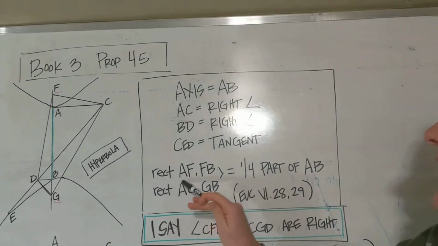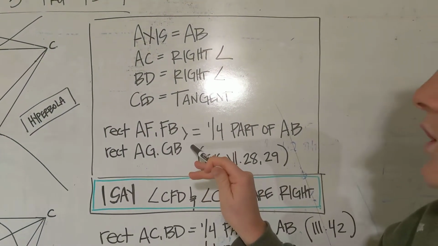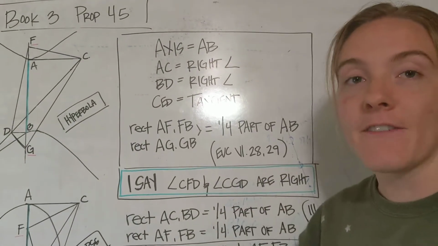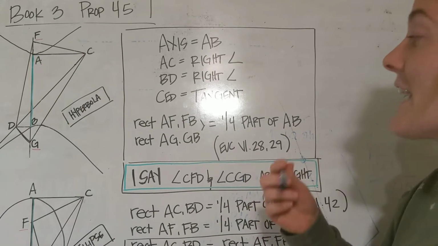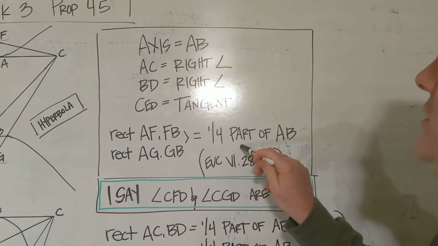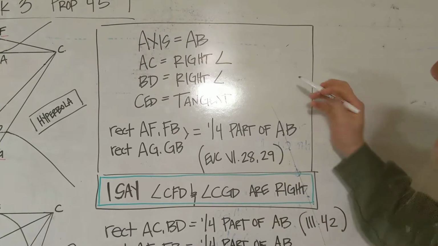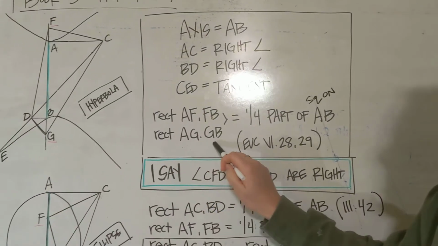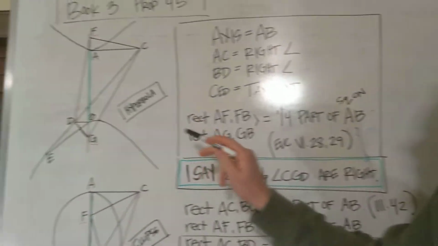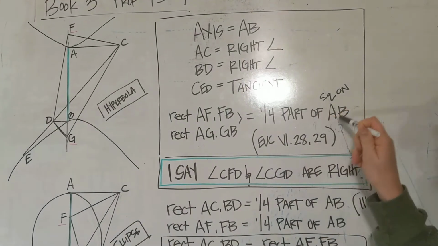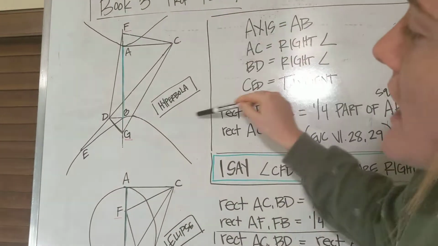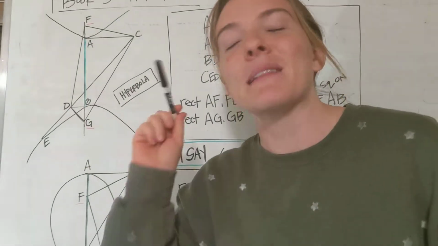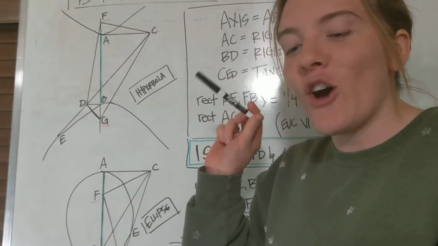And then he says rectangle AFFB, that rectangle on the green line, is equal, he says, to the fourth part of the figure. And I find that very confusing, and he does not explain that very well. So the way that I have written that is a 1/4 part of AB. And I should specify, the square on AB. And rectangle AGGB, which is essentially the same rectangle on the green line, is also equal to a fourth part of the square on AB. So if we were to draw a square on AB, then this rectangle is a fourth of that square. I think that's what he's saying, but like I said, he does not define it that well. So that will be explained.